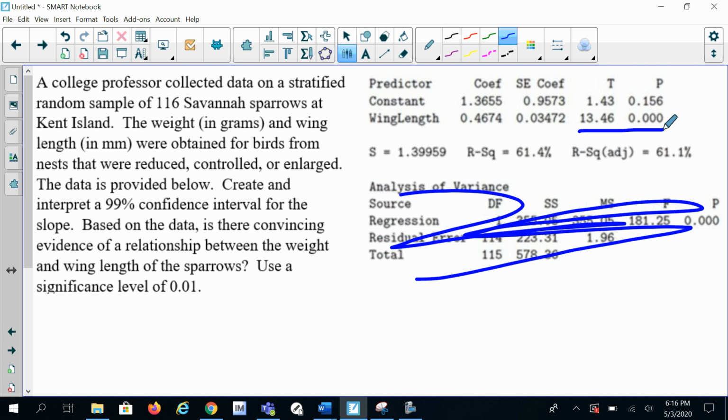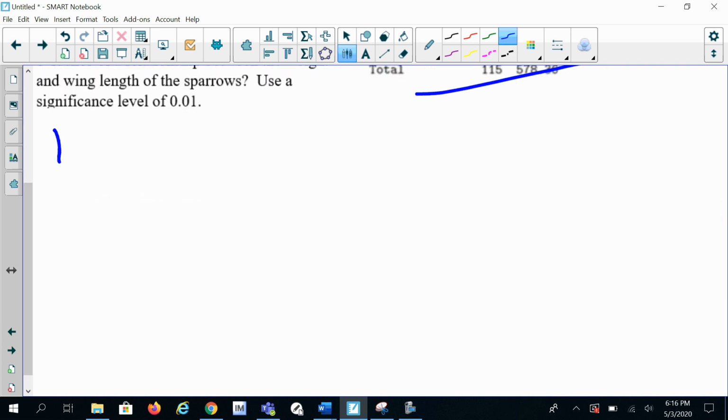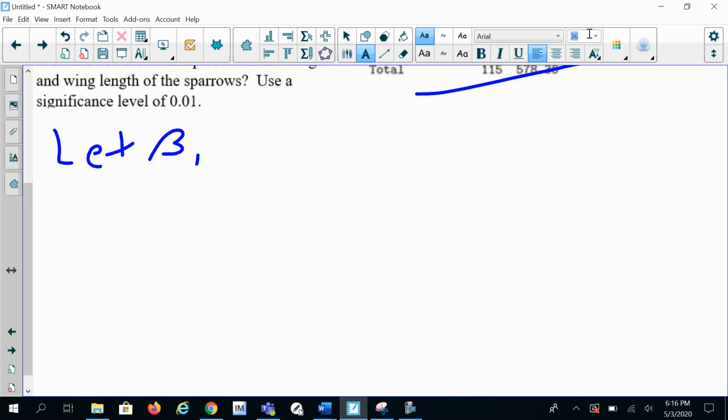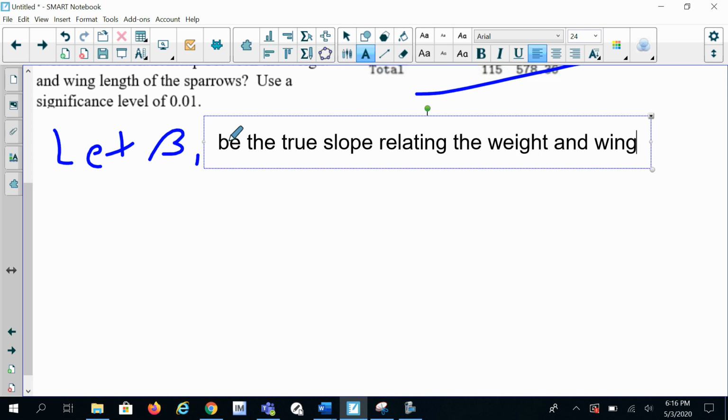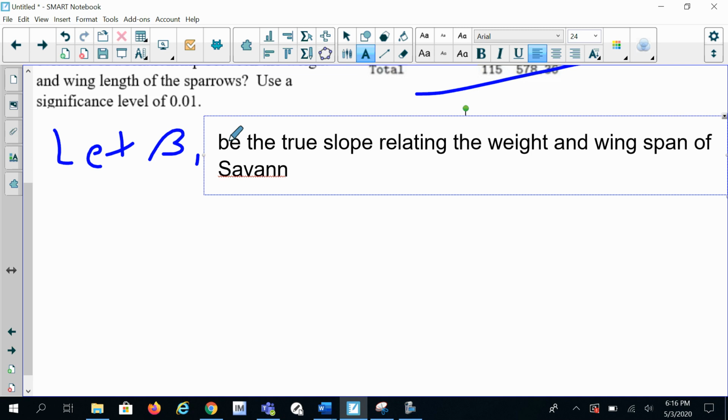So first step is to define your parameter. So let beta 1 be the true slope relating the weight and wingspan of savanna sparrows. It doesn't matter if you write X, Y, Y, X. That does not matter. You could write wingspan and weight.